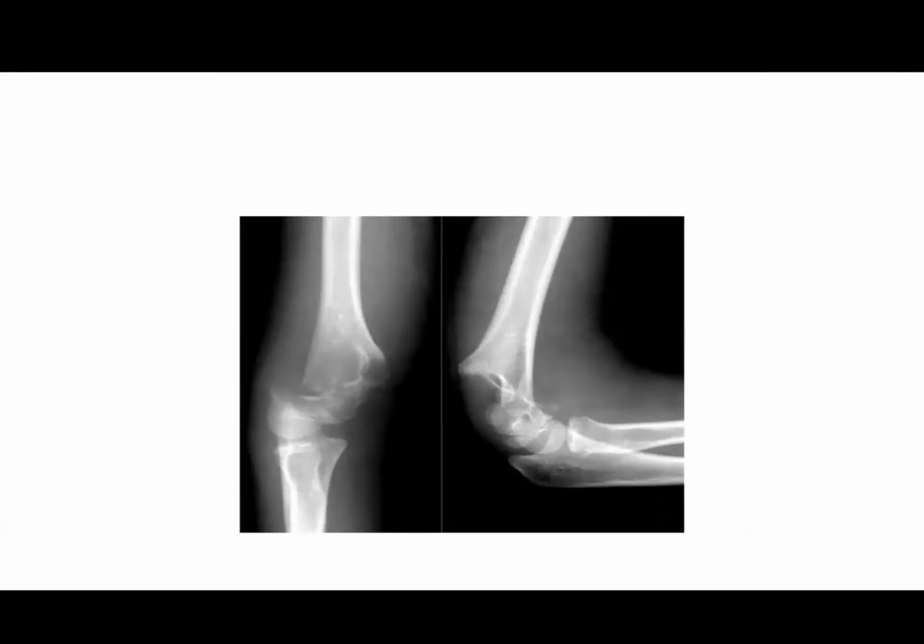Yeah, this is an AP and lateral radiograph of an elbow. There's evidence of a supracondylar fracture. Most probably it will be Gartland 3 or 4. There's no evidence of fracture of the radial head. I would like to assess this patient for any other vascular injuries.